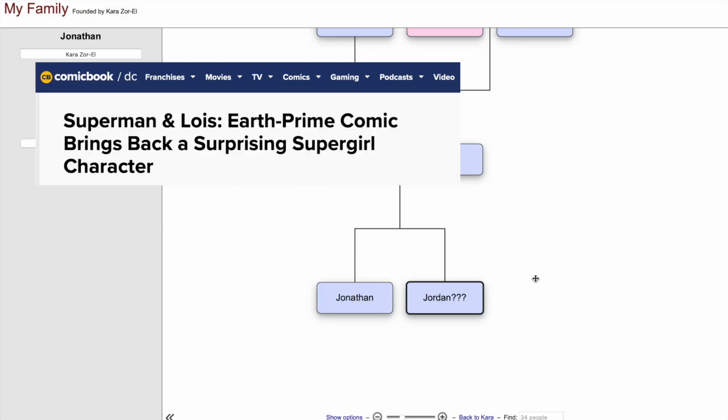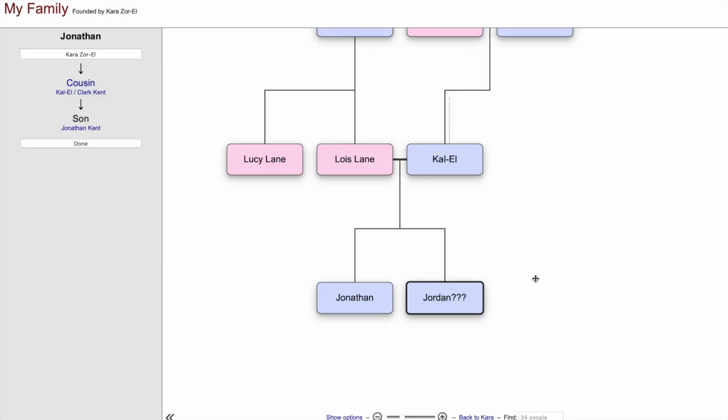I don't even know if they know what they're doing at this point. So we can't technically confirm that Jordan is the name of the other son, but here we are. These are Kara's technical second cousins, Jonathan and Jordan, maybe, question mark.